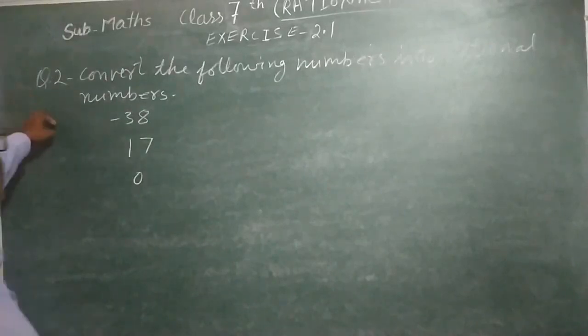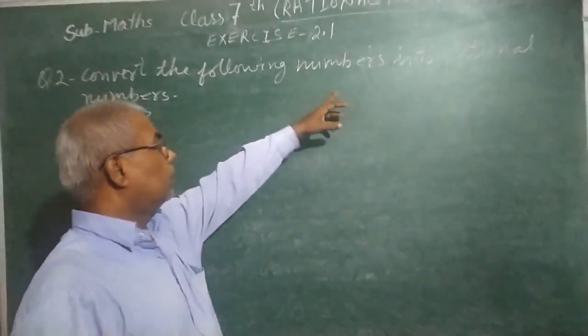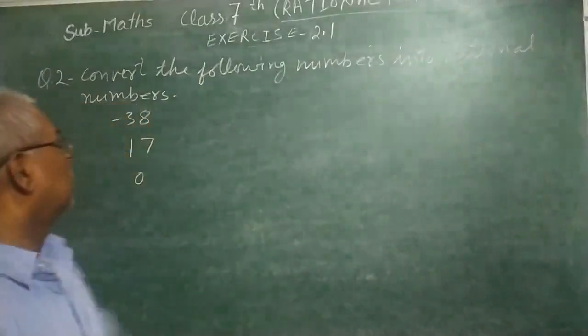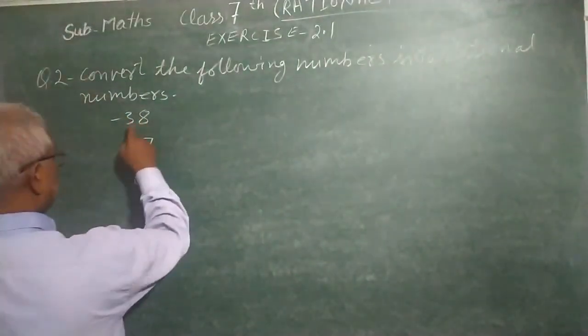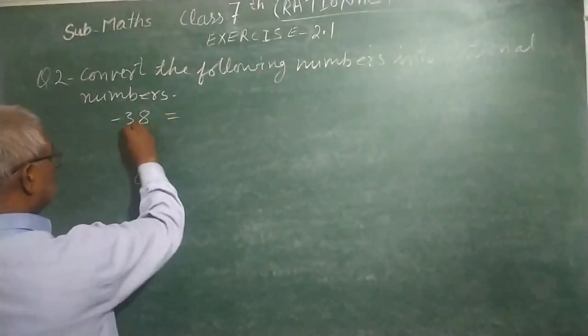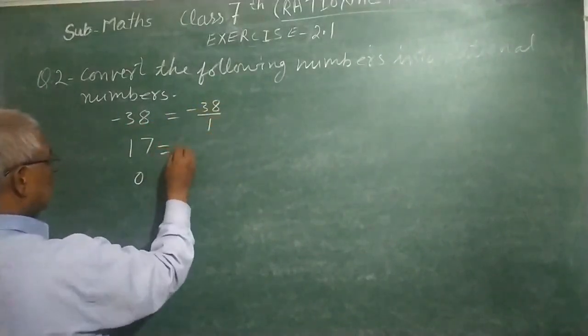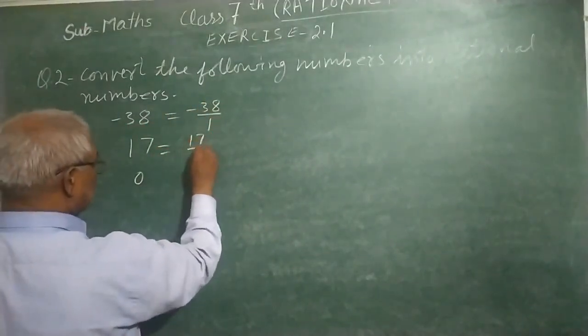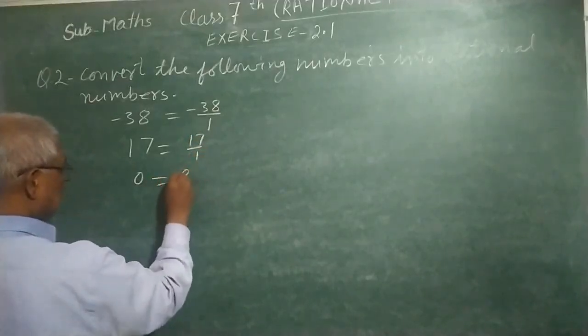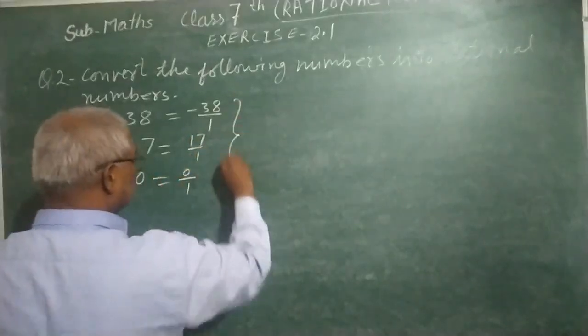Now question number 2, convert the following numbers into rational numbers. How can we convert? Here are 3 numbers. So minus 38, you can say minus 38 upon 1. 17, you can say 17 upon 1. And 0, you can say 0 upon 1. These are the answers.